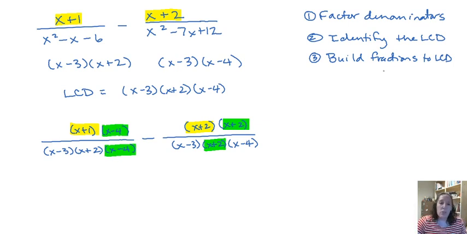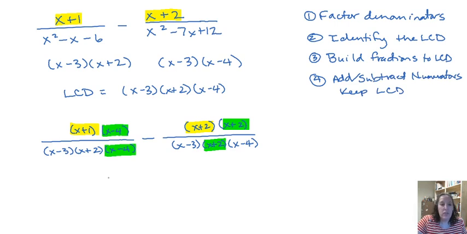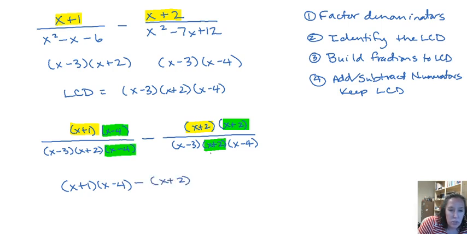All right, now once we have that least common denominator, we can add or subtract. In this case, we're subtracting our numerators, and we're going to keep the LCD as our denominator. So we have x plus 1 times x minus 4 minus x plus 2. I'm going to go ahead and write that as x plus 2 squared. You could leave it as x plus 2, it does not matter. And then our denominator is that least common denominator.